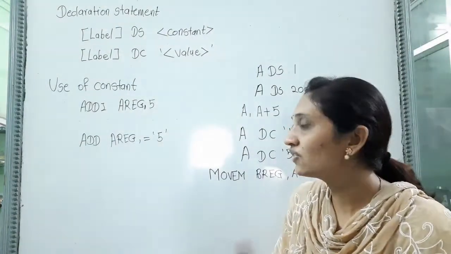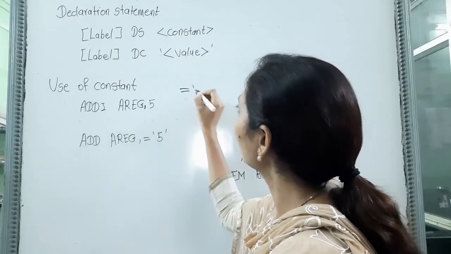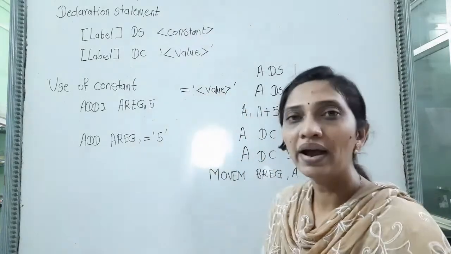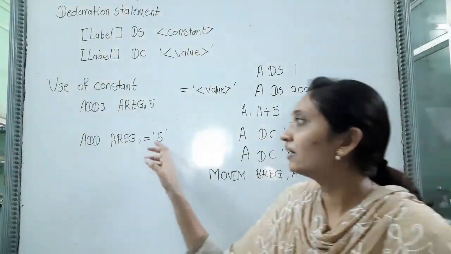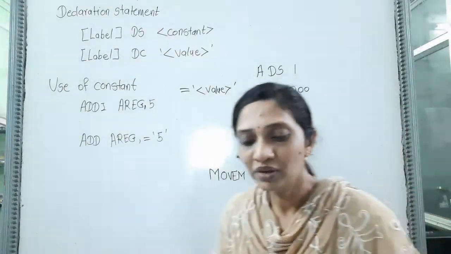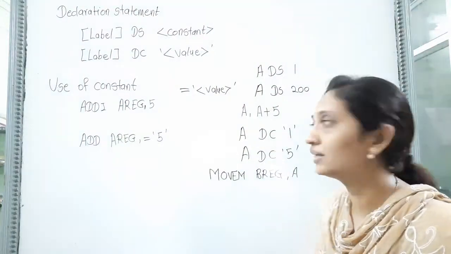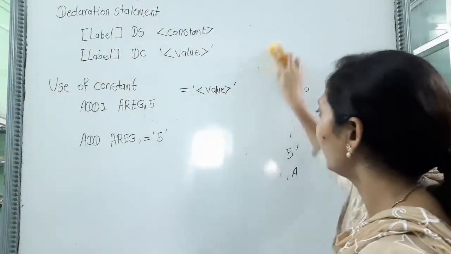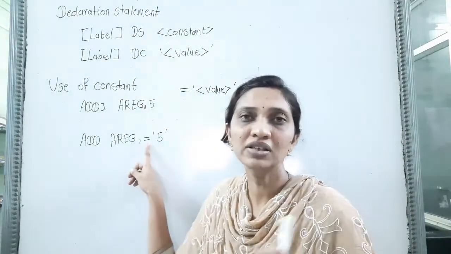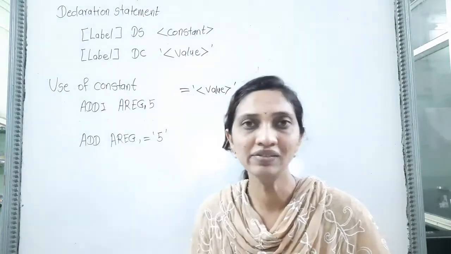Then how do we specify the literal? The literal is specified by using the syntax equal to and then the value. Here, ADD ARG comma equal to 5. Here what happens? 5 becomes a constant. And how do we differentiate it from the general constant? Because it is preceded with a sign equal to, it indicates that it's a literal value.